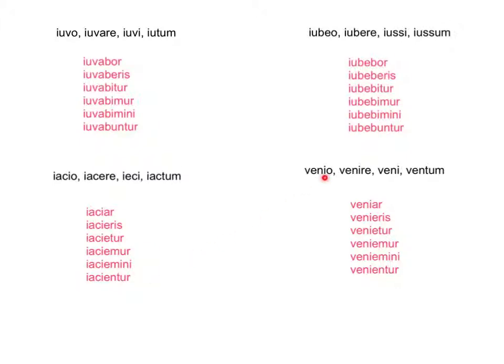And then going over to fourth, venio, venire, veni, ventum, to come, we have the stem ven, the letter I, because fourth conjugations are very egotistical, a in first singular, and e everywhere else, and then on the end, the personal ending, ar, ris, tur, mur, mini, ntur. So veniar, venieris, venietur, veniemur, veniemini, venientur.